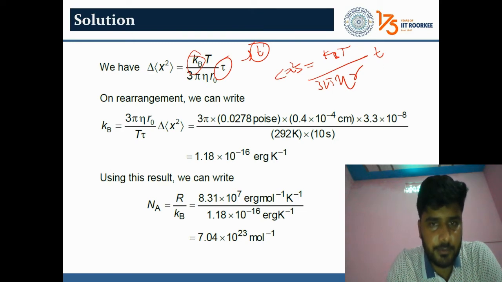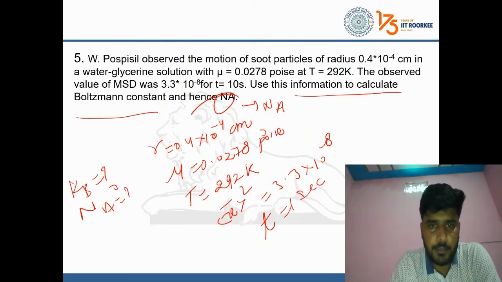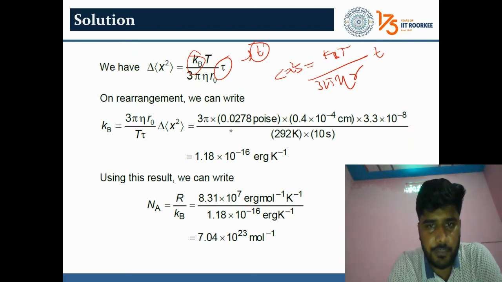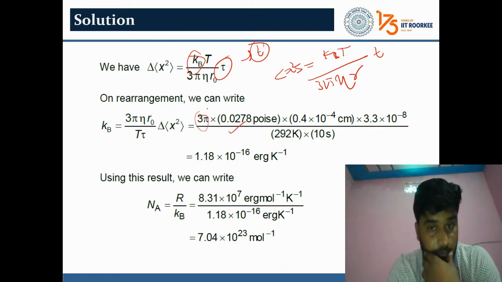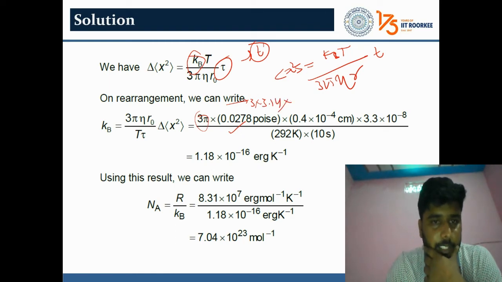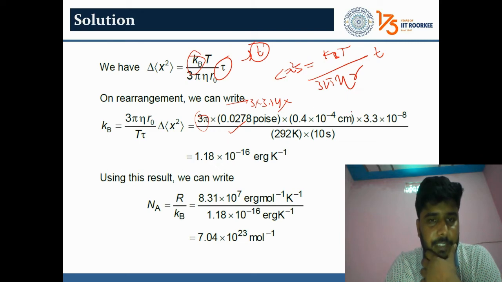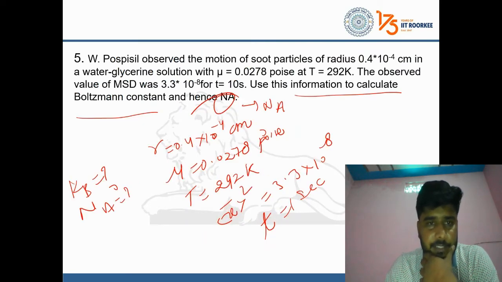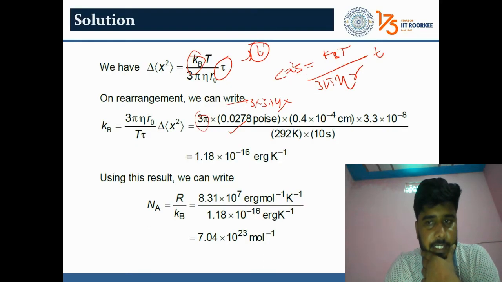numerical. Okay, for example, the 0.0728 poise. Okay, 3 pi is put as such. You can expand into 3 into 3.14. Okay, and after that you have a radius in centimeter, 0.4 into 10 raised to power minus 4 centimeters. And for MSD, that is mean square displacement, you have given is 3.3 raised to minus 8.